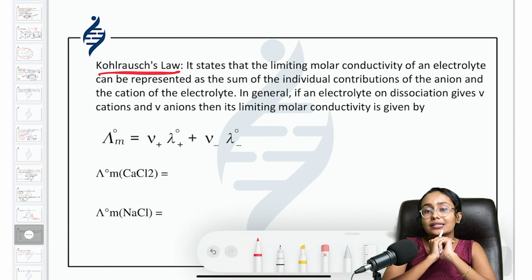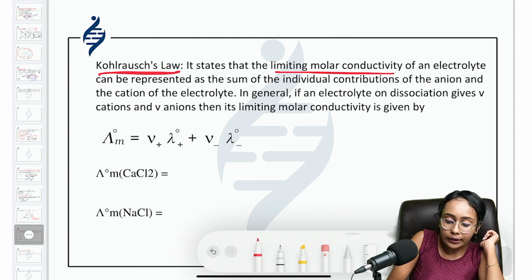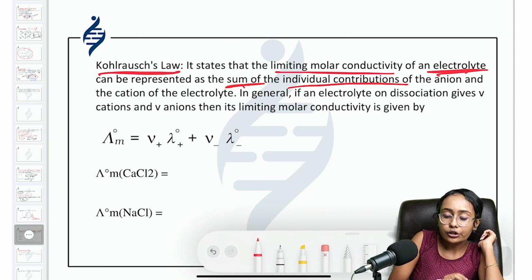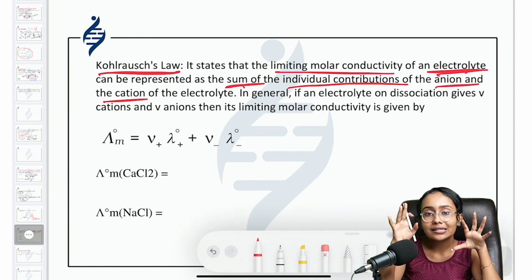Similar to that, Kohlrausch's law states that the limiting molar conductivity of an electrolyte is the sum of the individual contributions of anion and cation. An electrolyte has an anion and also a cation.